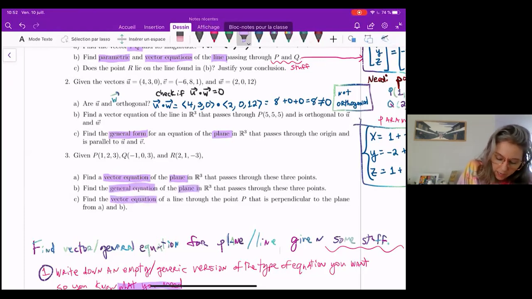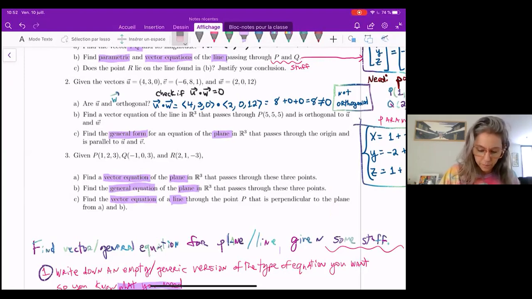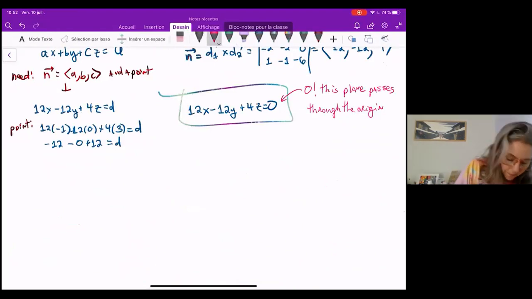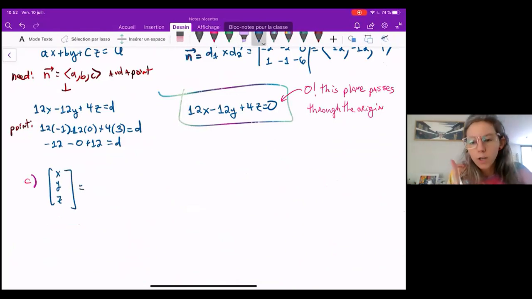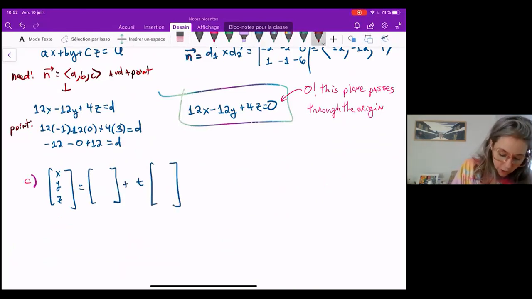Okay, so last thing, C here. In B I wanted a general equation of a plane, C I want a vector equation of a line. Before I even think about anything, I'm just gonna go write my empty equation. For C, I want the vector equation of a line. I know I'm in R3, so I'm like x, y, z is equal to, remember, we just need one direction vector for a line. So this is like a point plus t times the direction vector.